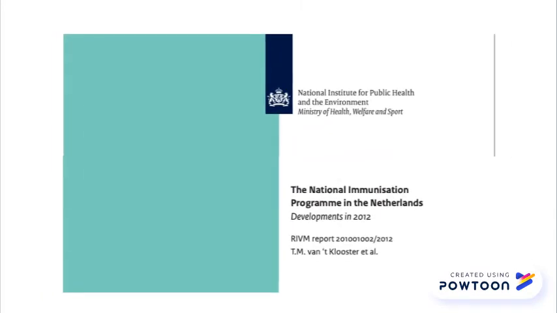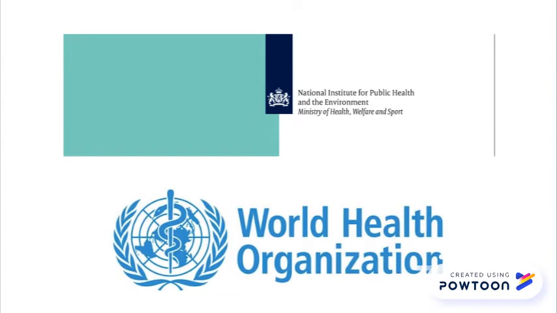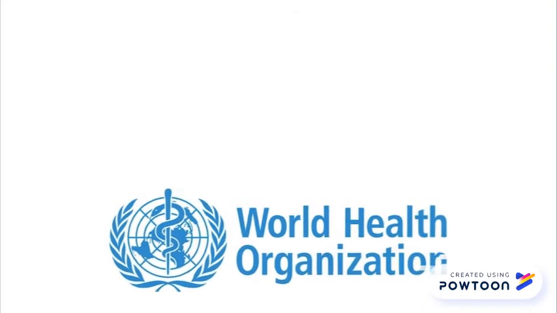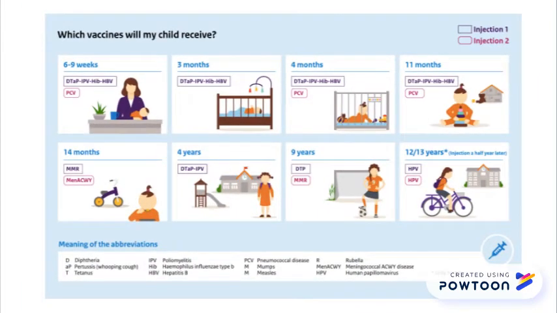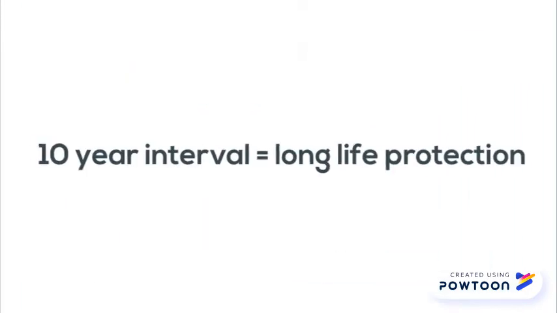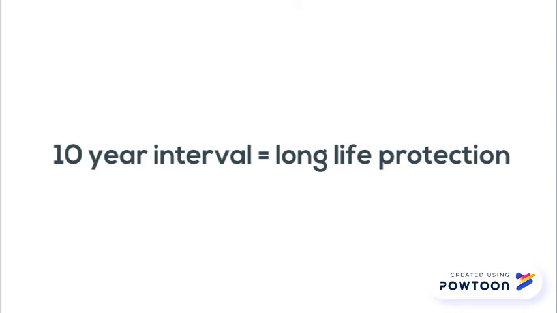The National Immunization Programme of the Netherlands, which has contained the diphtheria vaccine since 1953, is in line with the recommendations of the WHO. In the Netherlands, the DTP vaccine is given at sequential ages in childhood, and for long life protection, a 10-year interval between vaccinations is recommended.